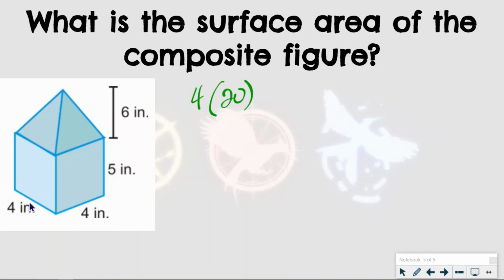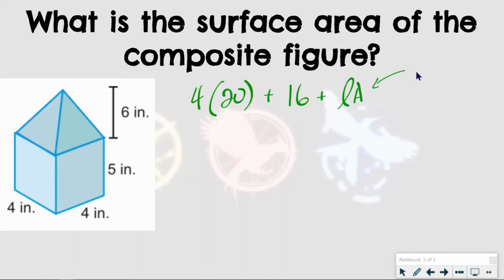4 times 80. I also have that face on the bottom, which is 4 times 4. So I'm going to add in an extra 16. I'm not counting the face on top because it's covered up by that pyramid. I'm also not counting the base of the pyramid because that's covered up. So now I'm just thinking about these two plus the lateral area of that pyramid.